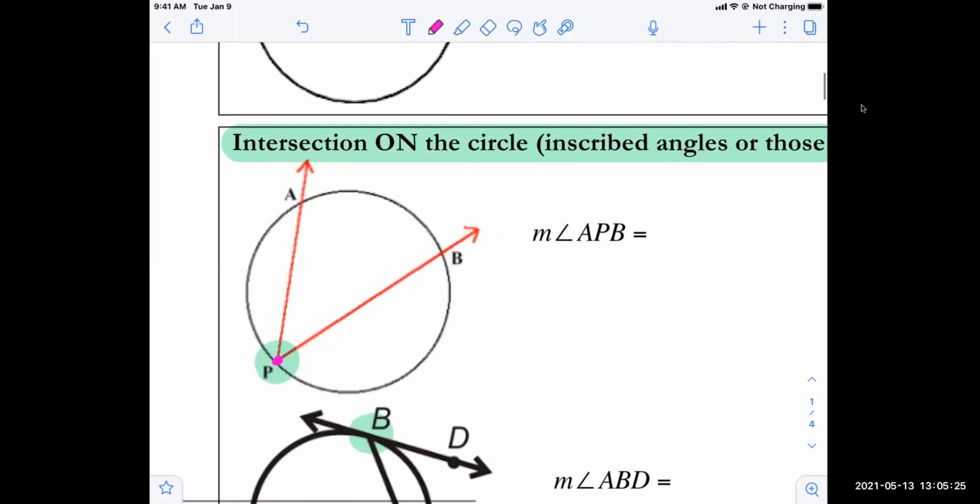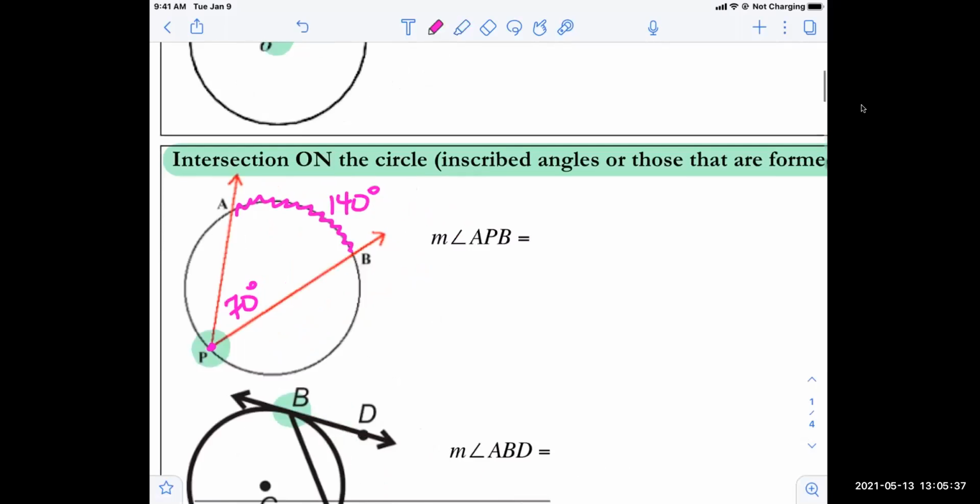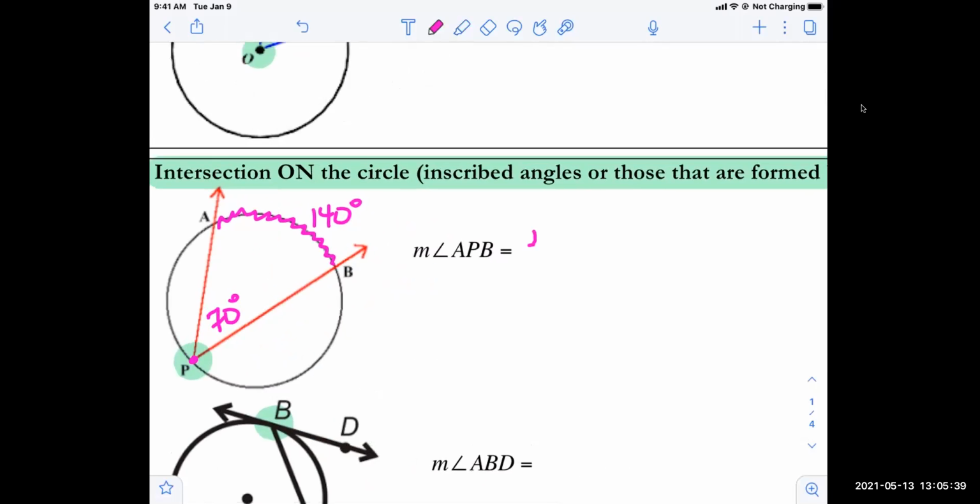Inscribed. So if I told you that this was a 70-degree angle, what does that make this arc measure? 140. Measure of angle APB is 1/2 the measure of arc AB.